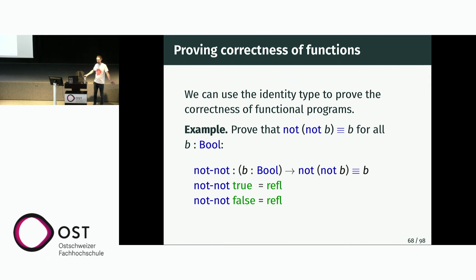But that's only the very basic thing we can do with the identity type, right? We can use it to make more general statements about our functions. So for example, we can prove that not (not b) equals b for any b. Again, we're using a dependent function type, saying, for any b, we can return a proof that not (not b) is equal to b. The way we prove it is by doing case analysis, which is expressed by pattern matching on the Boolean. In each case, if the Boolean is true, then not (not true) evaluates to true. If the Boolean is false, then not (not false) evaluates to false. So you have the proof.